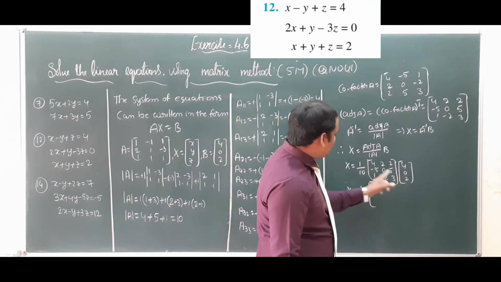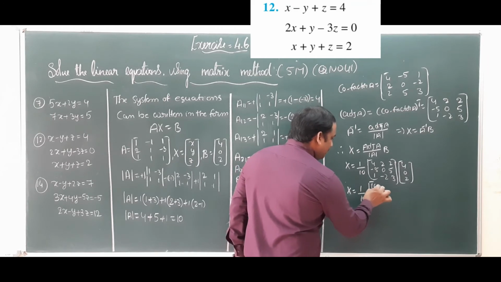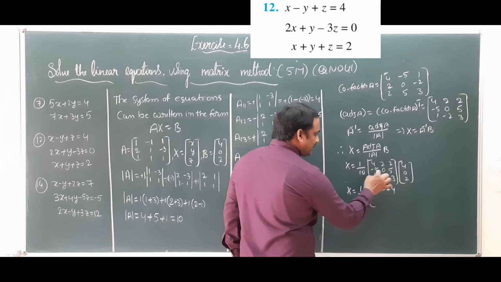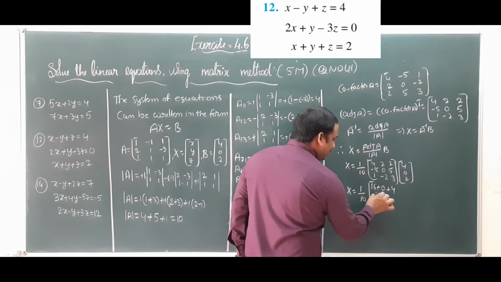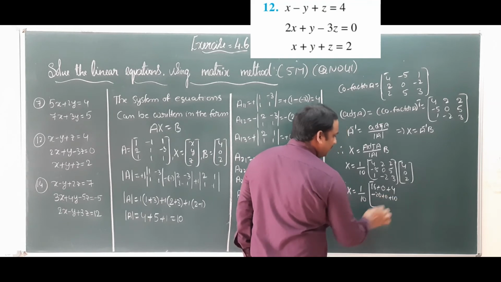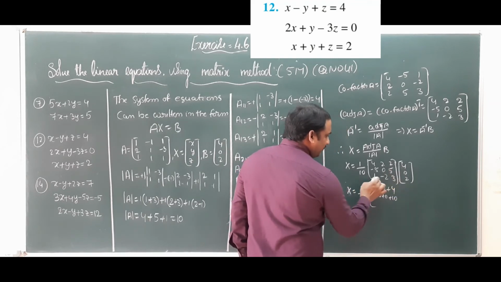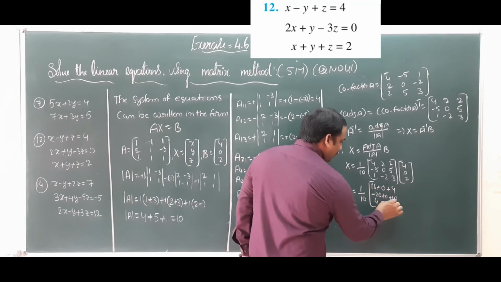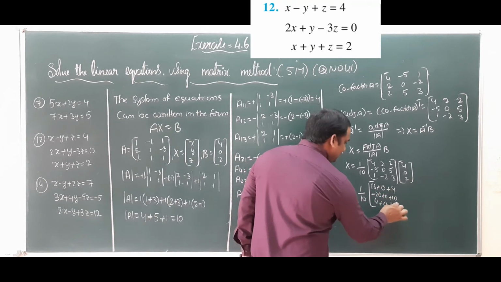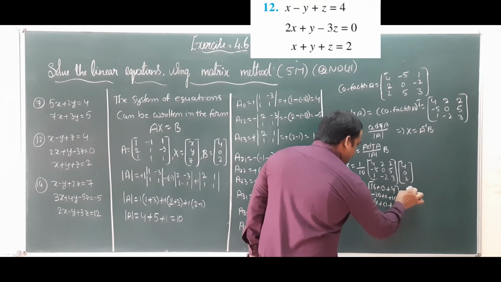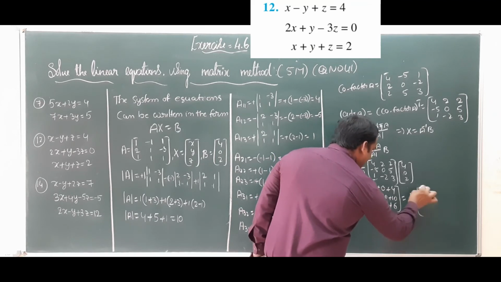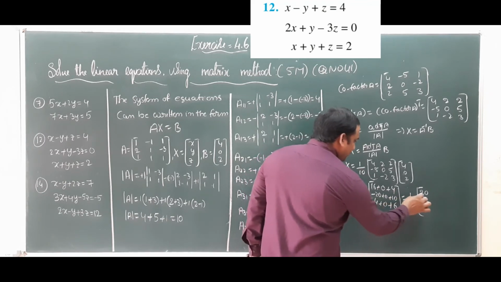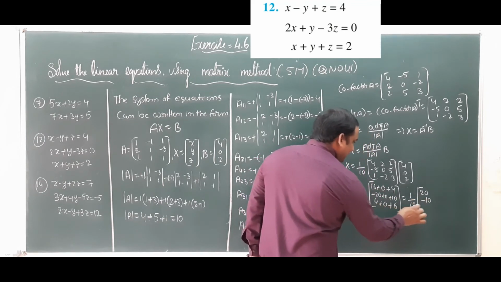Now first row first column 4 4 are 16 plus 2 into 0 0 plus 2 2 are 4. Next second row first column minus 5 into 4 minus 20 plus 0 5 2 are 10. Next third row first column 1 into 4 4 minus 2 into 0 plus 0 3 2 are 6. Equal to 1 by 10. Now 16 plus 4 20, minus 20 plus 10 minus 10, 4 plus 6 10.